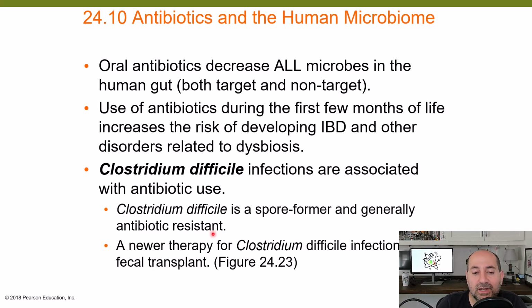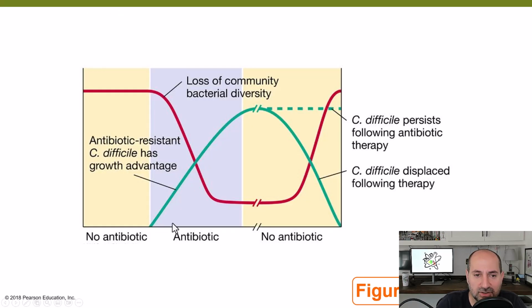You can't just take more antibiotics to clear a C. diff infection. Usually you need a newer type of therapy known as a fecal transplant, where healthy fecal matter is transplanted via enema, or nowadays they have other means in order to treat the Clostridium difficile infection. Here you can see that in a normal healthy colon, you have a large number of microbes, a large bacterial diversity in a normal gut.